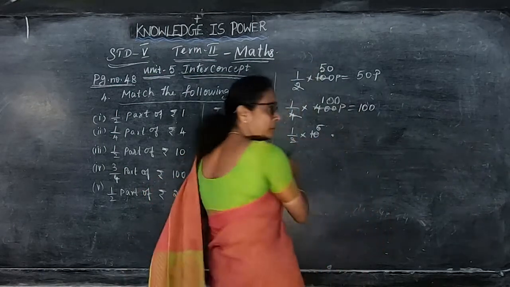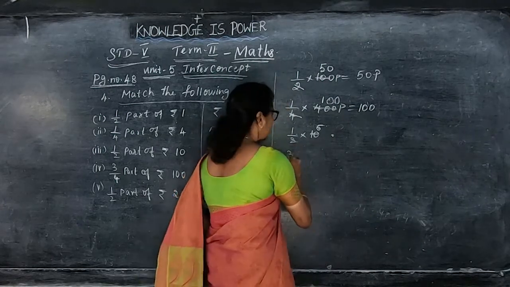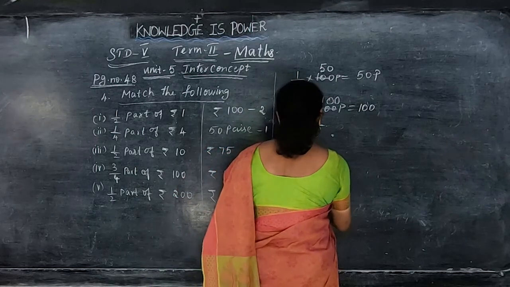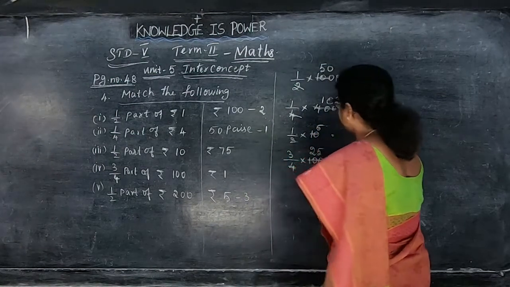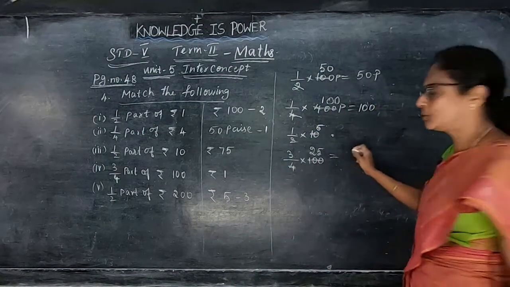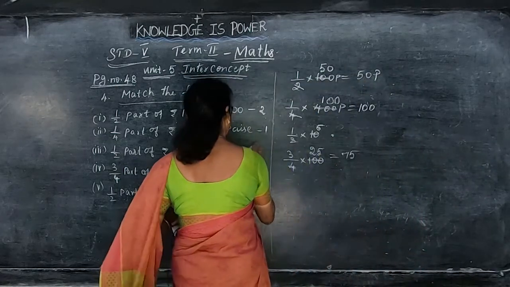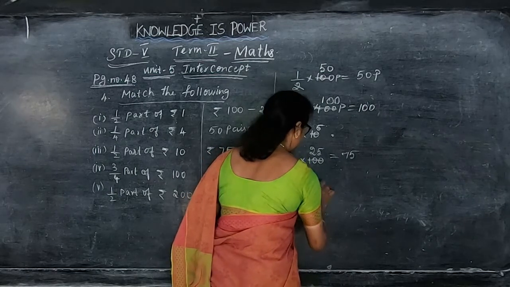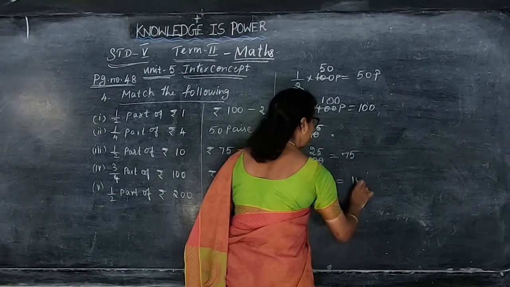And 3 by 4 part of 100. 3 by 4 of 100. 3 by 4 into 100. So 4 twos are 8, 4 twenty-fives are 100. So 3 into 25 is 75. So 75 rupees, that is the fourth one. And the last one is 1 by 2 part of 200. That is 2 into 100 is 200, that is 100.